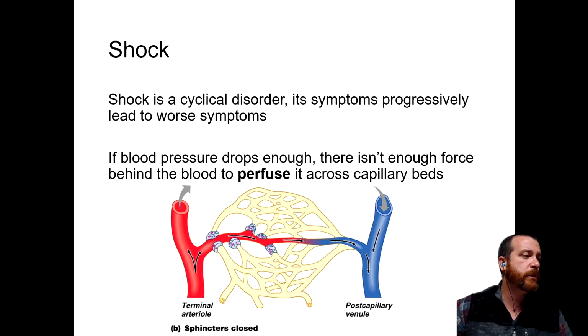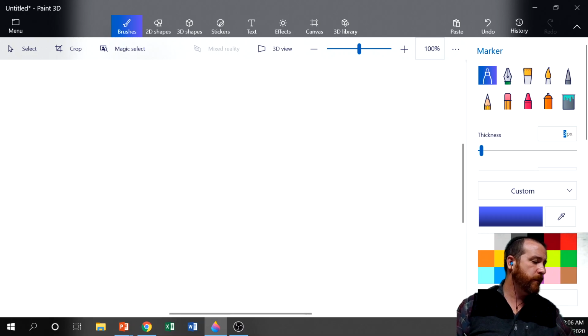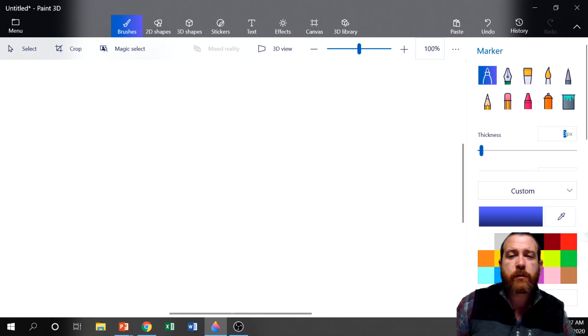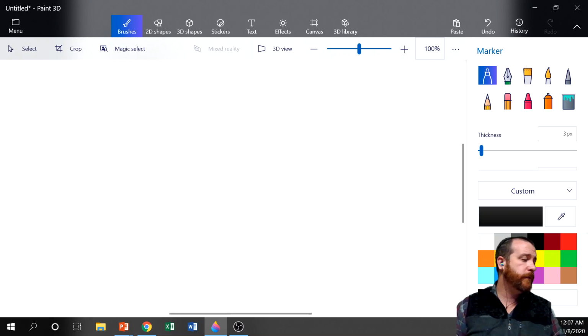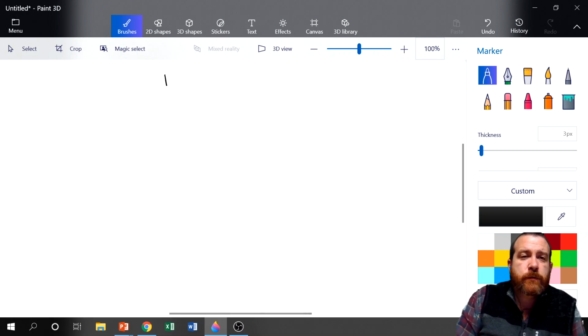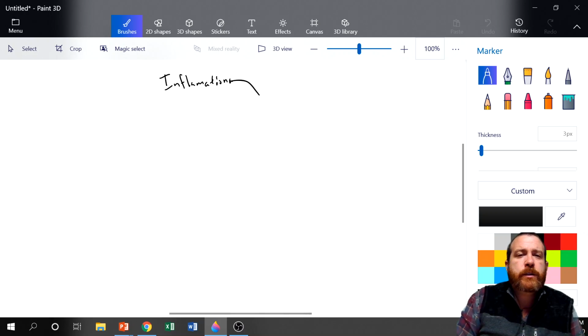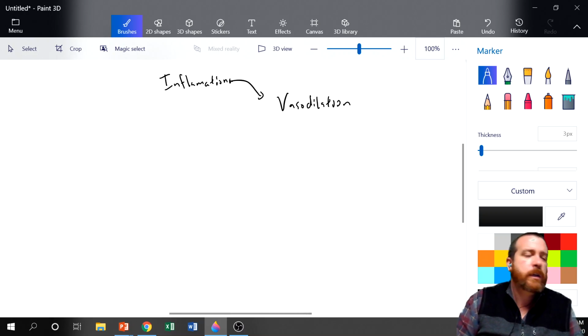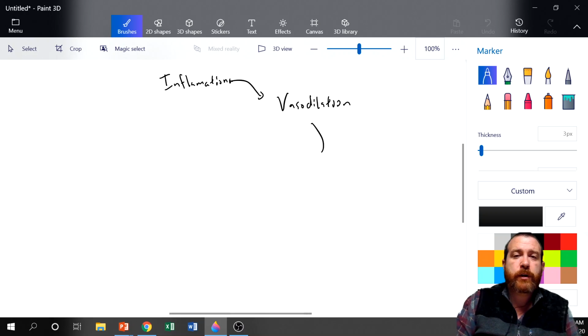So when we're talking about shock, just to refresh our memory, we'd previously only talked about septic shock, where an individual has some sort of inflammation, and then that inflammation leads to an increase in the blood vessel diameter, right? So blood vessel vasodilation. That vasodilation eventually leads to a drop in blood pressure, so we have hypotension occurring.